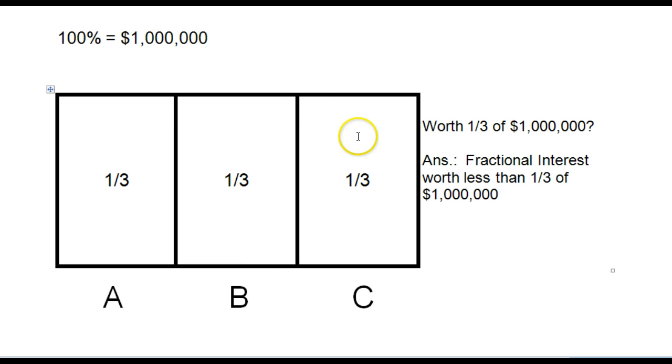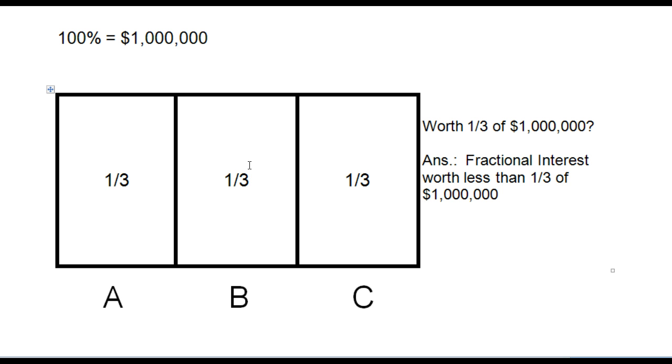So if you have property that's worth $1 million, and let's say that you have 1/3 of that property that is going to get gifted, say, to your children A, B, and C. If the property is worth $1 million, is someone going to pay you 1/3 of $1 million for that particular property that's owned by 2 other people? Highly improbable, because a 1/3 interest is not as marketable as a 100% interest.